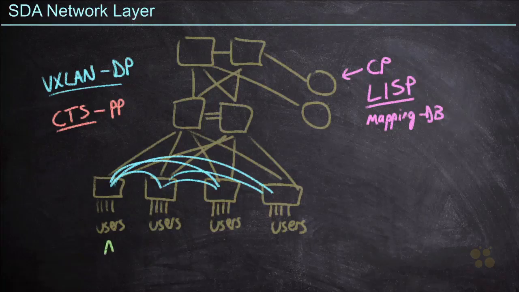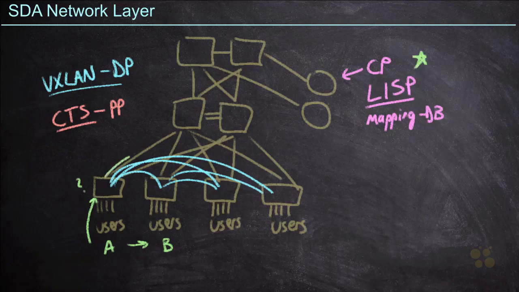So let's walk through an example here. Let's say we have user A wanting to communicate to user B. So user A sends a packet up to its parent switch. That would be a fabric edge node. And it would not be prudent of us to store all of the user information for the entire network on every single fabric edge node. And so this fabric edge node doesn't know where to go, but fortunately we do have an authoritative source, that would be the control plane nodes.